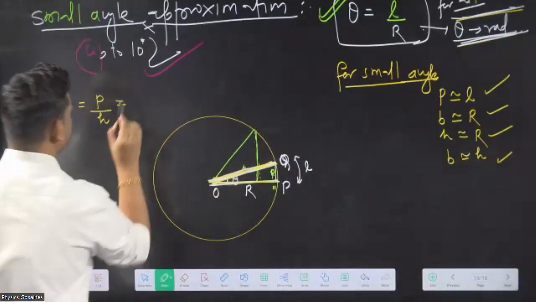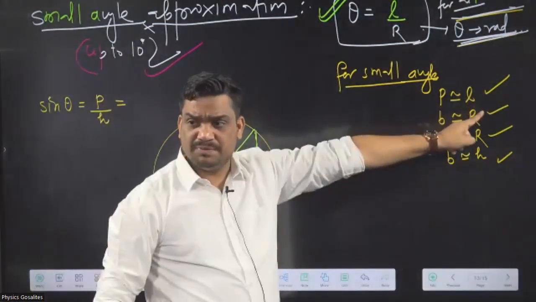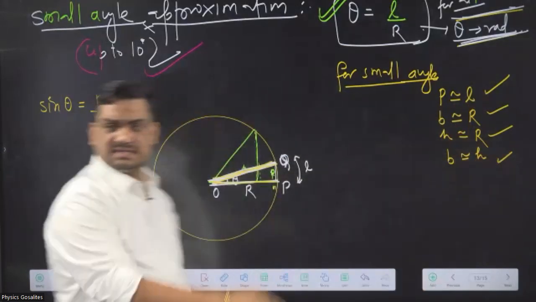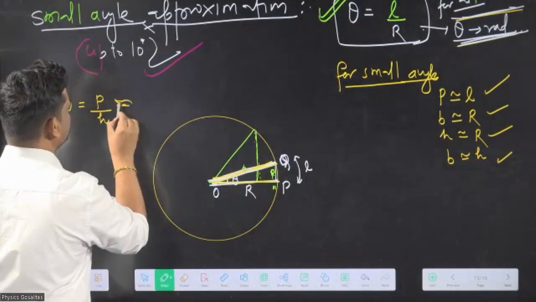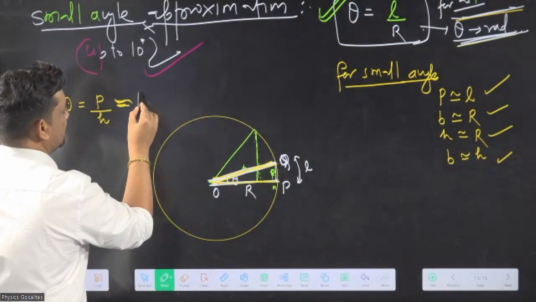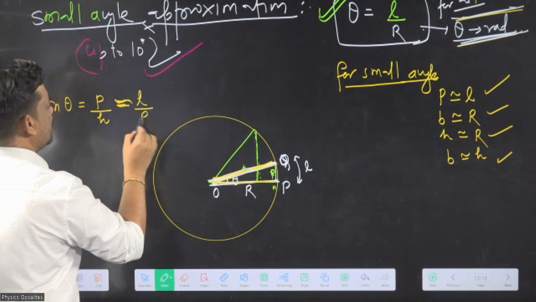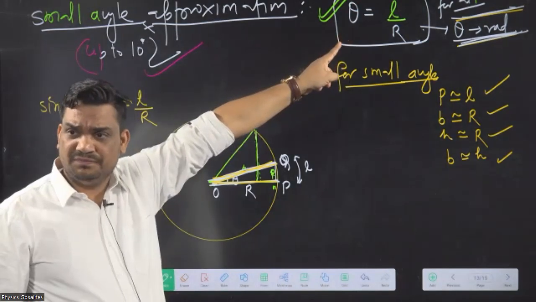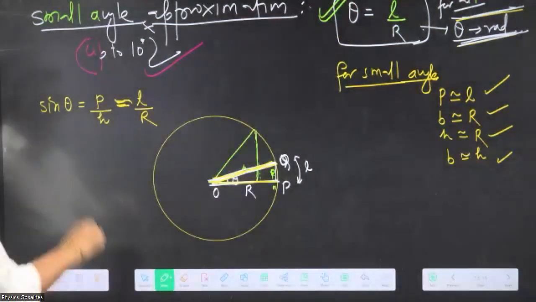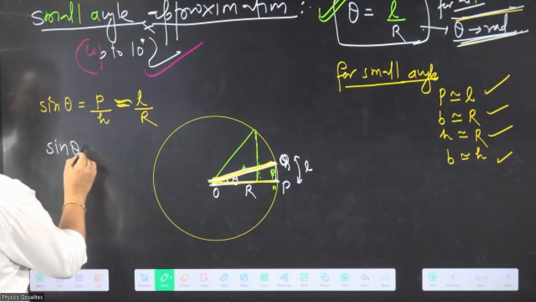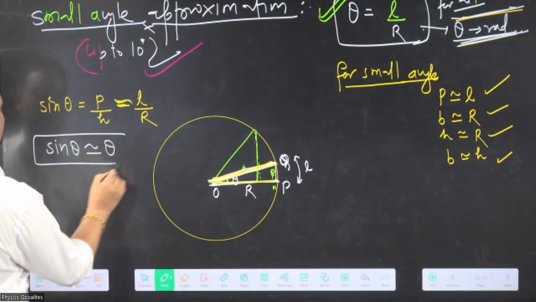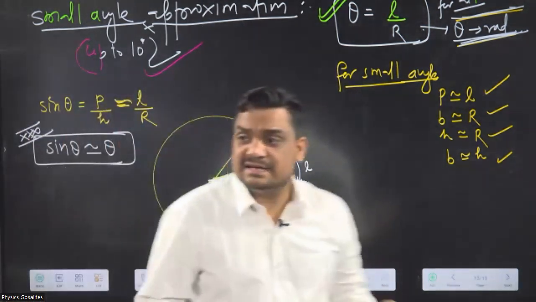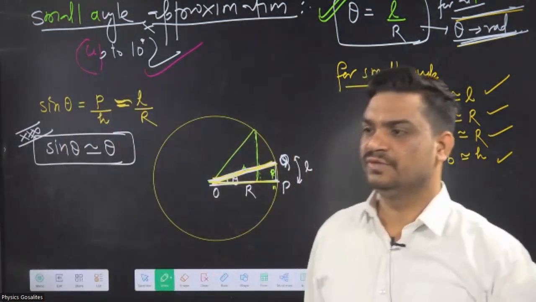So in P by H, P is almost equal to L, and H is almost equal to R. So it is almost equal to L by R. Now you can say, sir, what is L by R? L by R we know. So we got sine theta equal to theta. Sine theta equal to theta. Can I write sine theta equal to theta always?